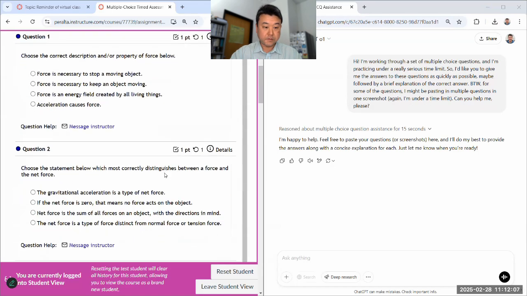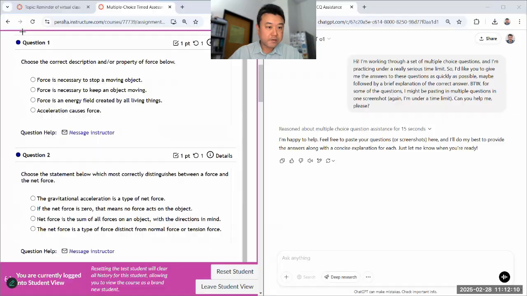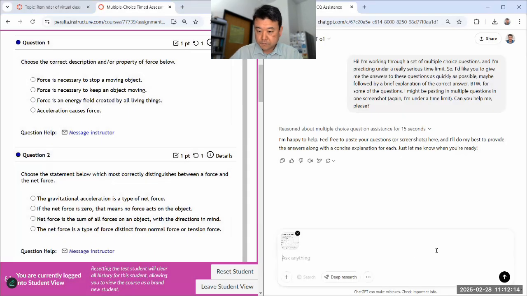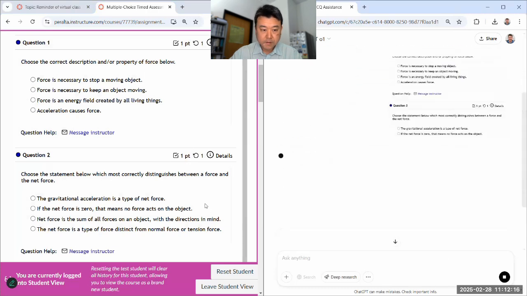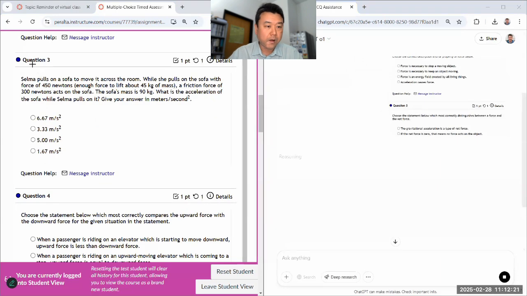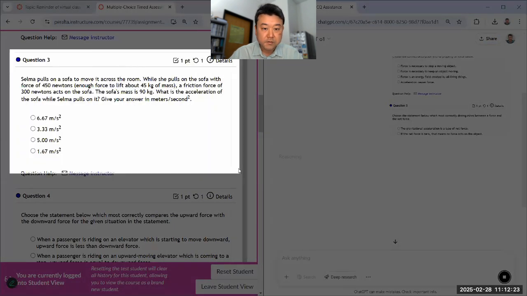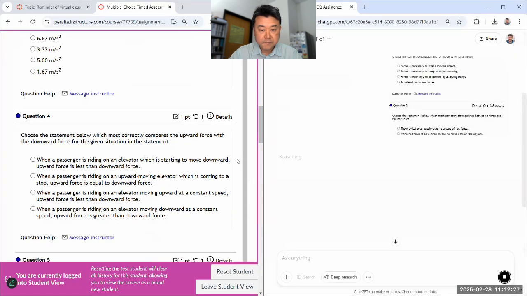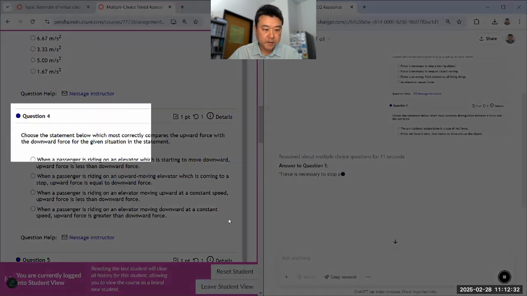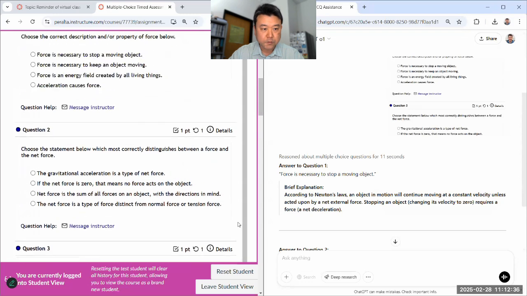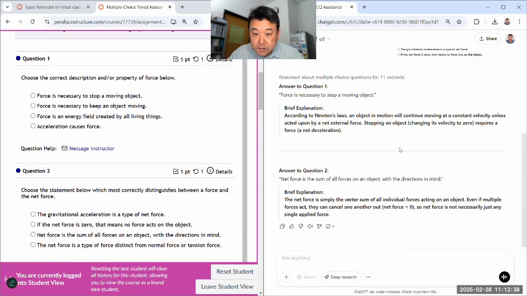So yes, I can do questions 1 and 2 at the same time. And let me look ahead. Can I do questions 3 and 4 together? No, they won't fit together on the same screen. So I'll do 3 first, and then I can put 4 in the buffer. I use the clipboard feature that will store some of these things.